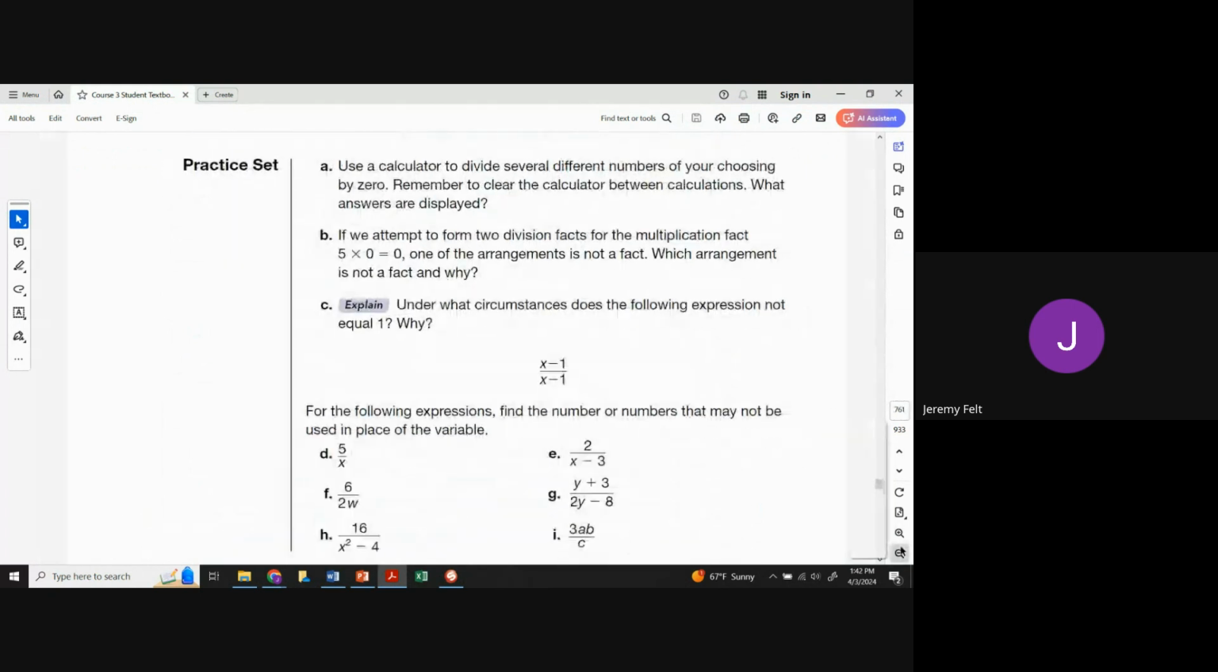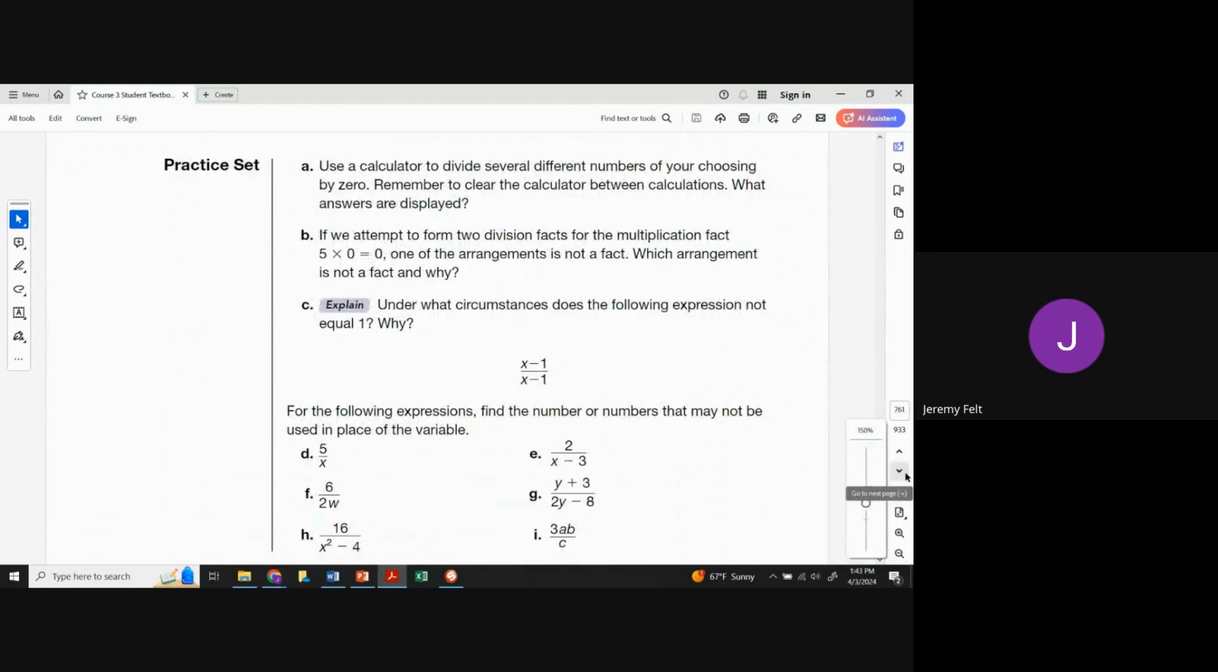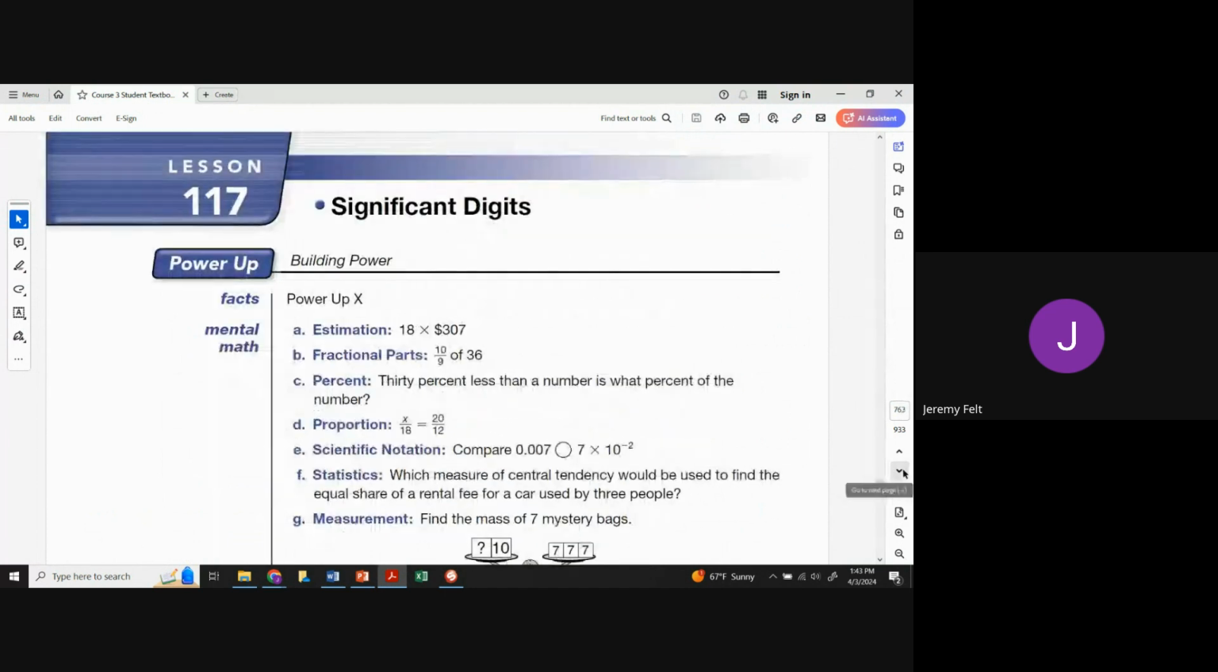Okay, we look at this practice set together and go over it again. It's a concept I know we've talked about, now we're just kind of hammering it home that we cannot divide by 0.